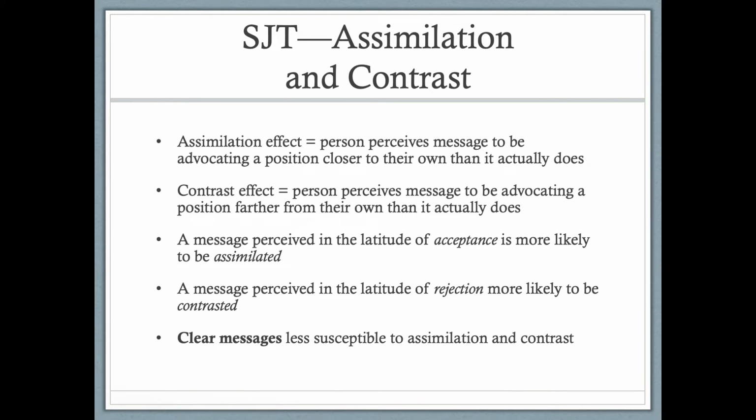And then we have assimilation and contrast effects. Basically, this means in an assimilation effect, a person perceives the message to be advocating a position closer to their own than it really is. Or they perceive a message to be advocating a position farther from their own than it actually is. That would be the contrast effect. A message perceived in the latitude of acceptance is more likely to be assimilated. A message perceived in the latitude of rejection is more likely to be contrasted. So people will move the ball closer to them based on which range you land in. Therefore, clear messages are important because they're less susceptible to assimilation and contrast.